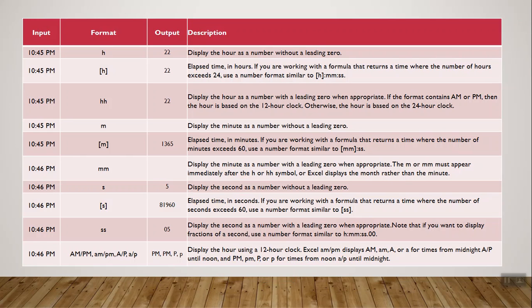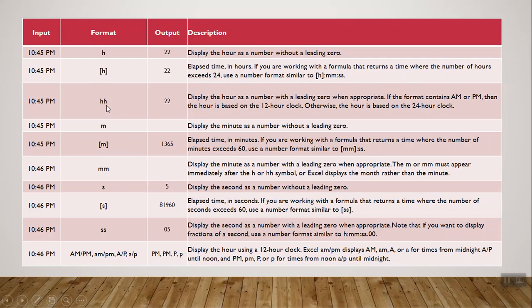Let's learn about time in Excel. Time is stored in Excel as a decimal between .0 and .9999, that represents a proportion of the day, where .0 is 00:00:00 and .999 is 11:59:59 p.m. For example, h displays the hour as a number without a leading 0. Square brackets around h show elapsed time in hours. If you are working with a formula that returns a time where the number of hours exceeds 24, use a number format similar to [h]:mm:ss.